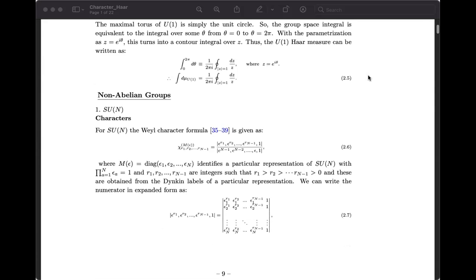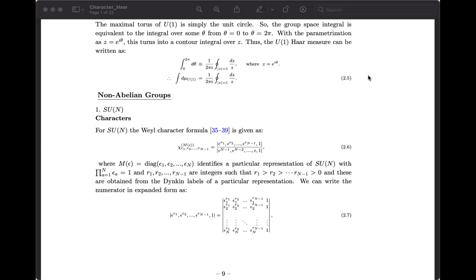Now the thing is a bit complicated once you look for similar things like characters and Haar measures for the non-abelian groups. So let's start with SU(N). For SU(N), the Weyl character formula is given in the following form. M is written as basically diagonal epsilon 1, epsilon 2, up to epsilon n, for a particular irreducible representation of SU(N), with the constraint that the product of all the epsilons is identity.